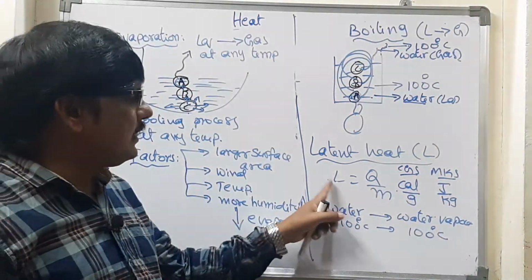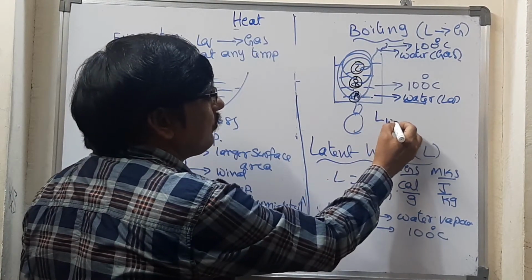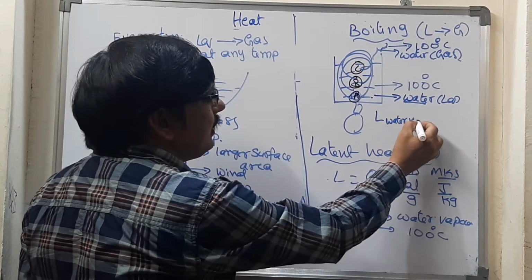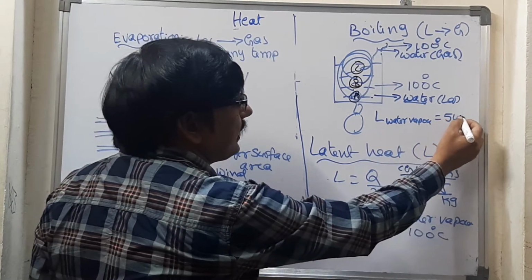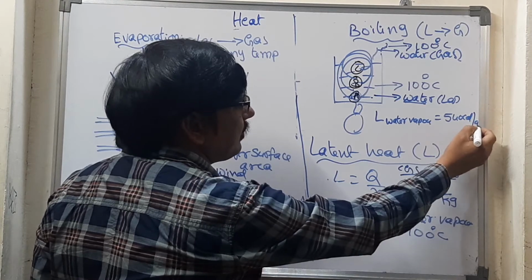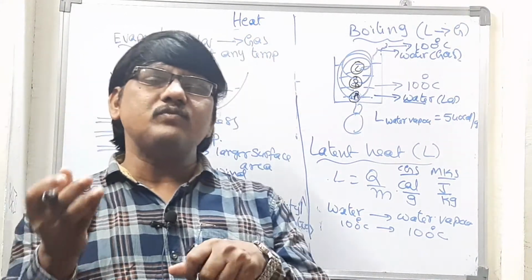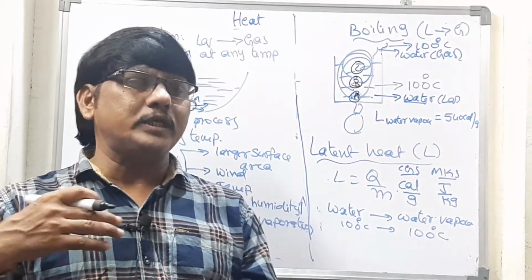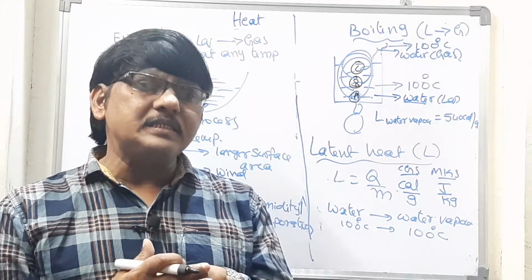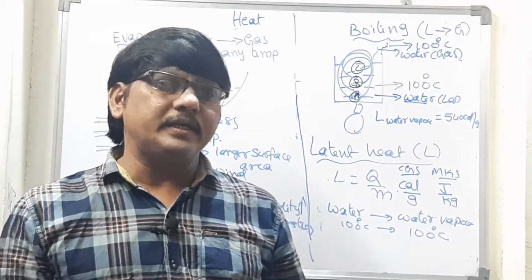Okay, and for this latent heat, two values we have to take. Latent heat of water vapor, I will give all these values, don't worry. Latent heat of water vapor is equal to 540 calorie per gram. And the question will be asked like this: if boiling water falls on the hand, it won't hurt, whereas if the hand is exposed to steam, it will cause a lot of damage. What is the reason? Because it has extra energy inside it.